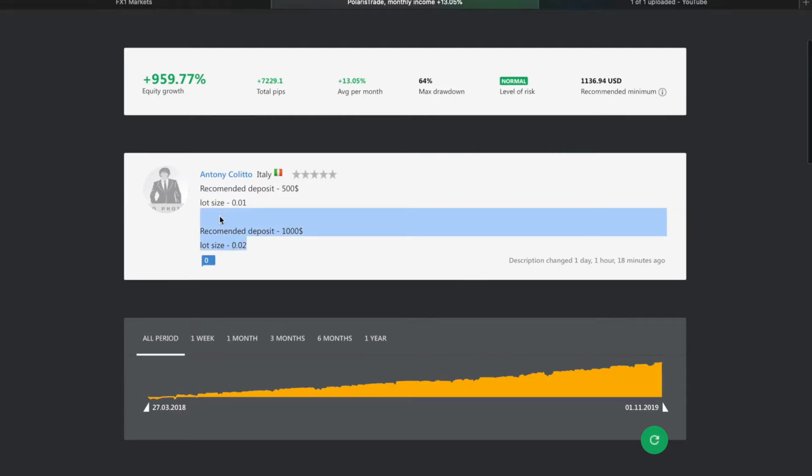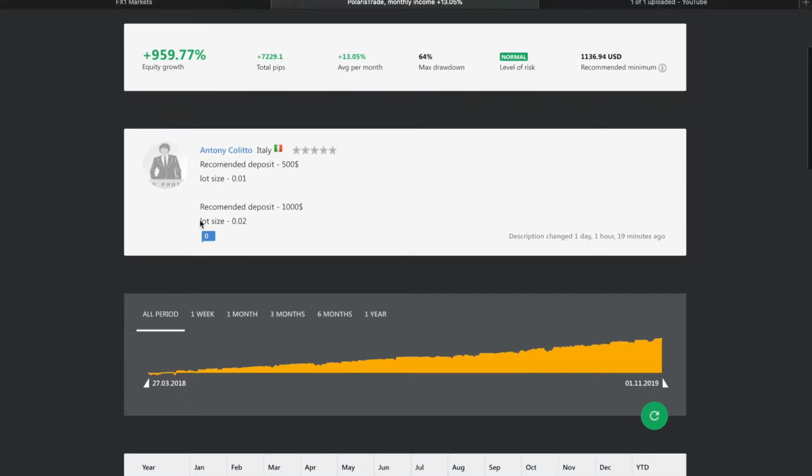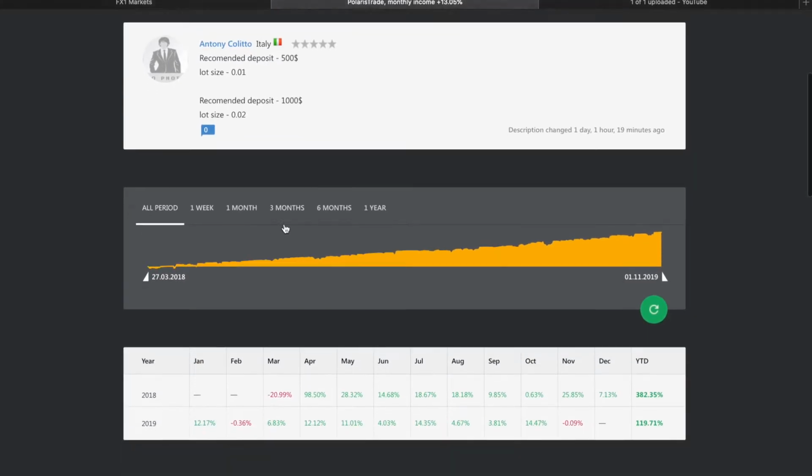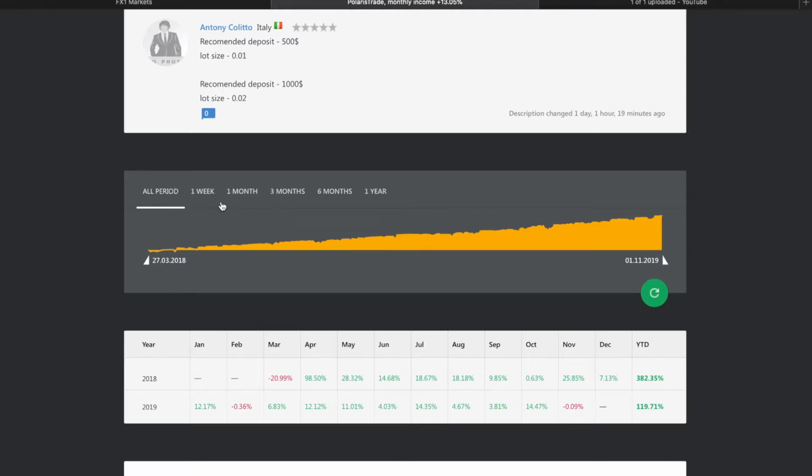The next section is the trader. Let's say a little demo of the trader. Maybe the trader writes which pair he is trading and what his trading style is. Maybe he advises you how much to follow. Here he recommended a deposit of $1,000 and a lot size of minimum 0.02. So we go down, and we can check more information about this trader.